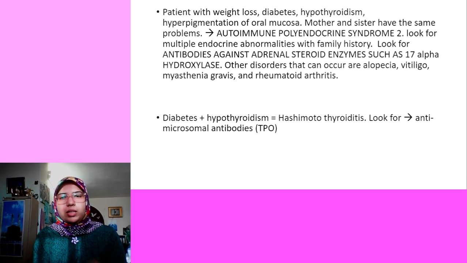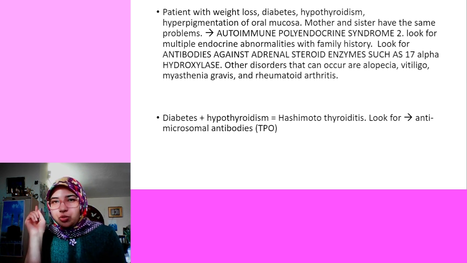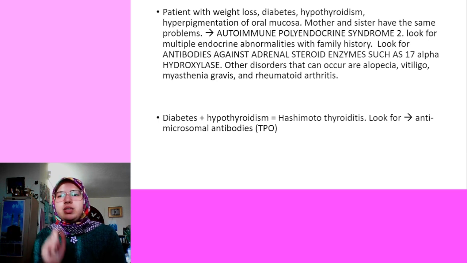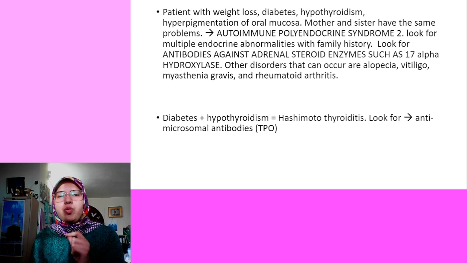Patient with weight loss, diabetes, hypothyroidism, hyperpigmentation of oral mucosa. So I'm seeing signs of low cortisol. In response, there's ACTH causing the hyperpigmentation due to increased MSH. The mother and sister have the same problems. There's a family history. It's likely autoimmune, and this is the case of autoimmune polyendocrine syndrome. You want to look for multiple endocrine abnormalities. Look for antibodies against adrenal steroid enzymes such as 17-alpha hydroxylase. Other disorders that can occur are alopecia, vitiligo, myasthenia gravis, and rheumatoid arthritis.